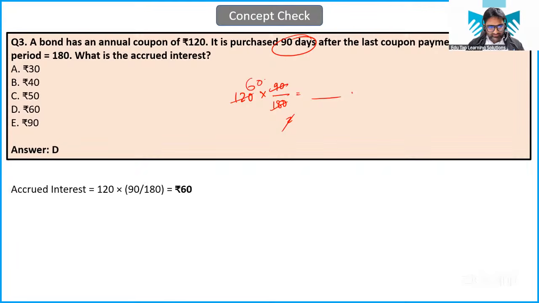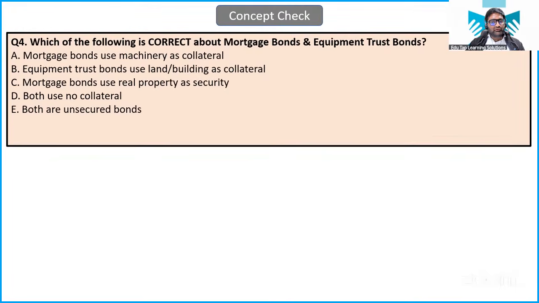Yes, I think Nilesh gets the point over here. Yes, Adarsh, Kashish. Finally, mortgage and equipment trust bonds. What is right? C, isn't it? So real property is used as security. Yes, Piyush gets the point here.